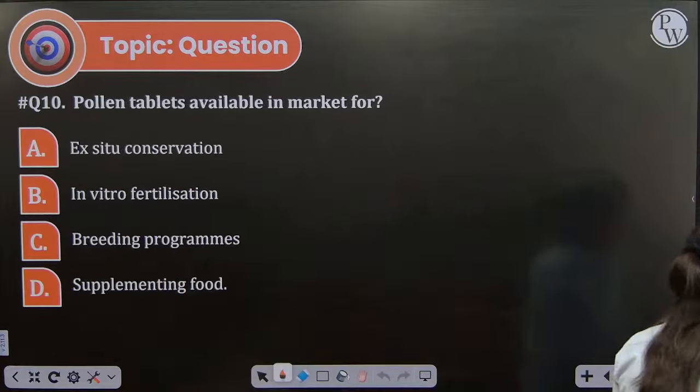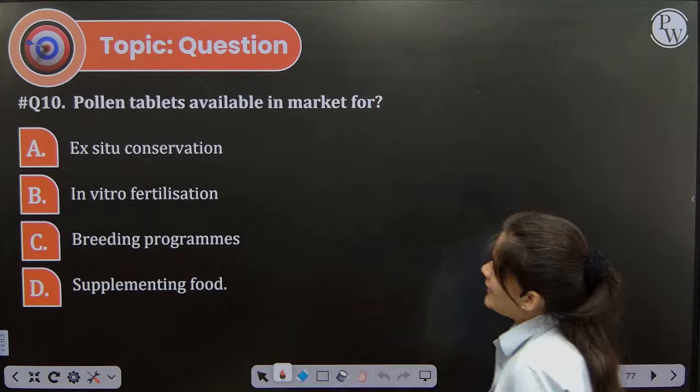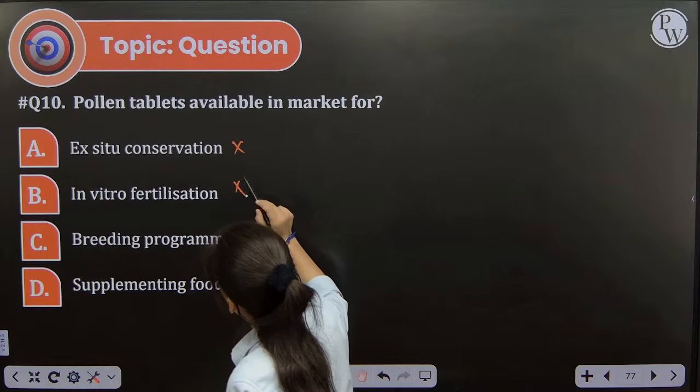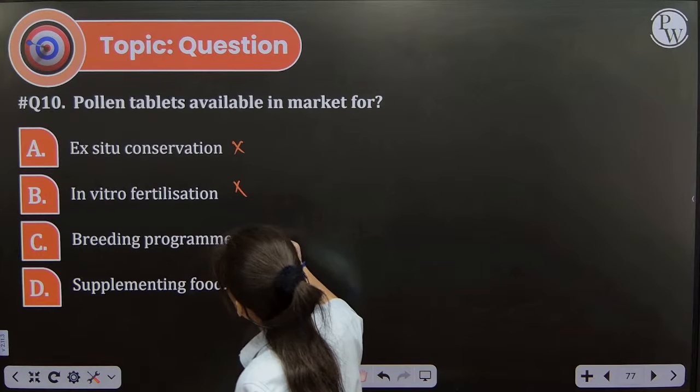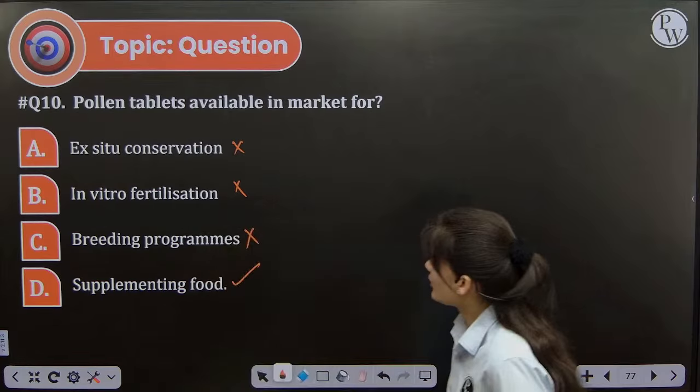Next question. Pollen tablets are available in the market for ex situ conservation? No. In vitro fertilization? No. Breeding programs? No. Supplementing food? Yes, this statement is correct.